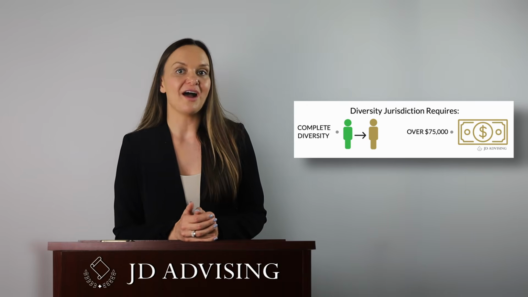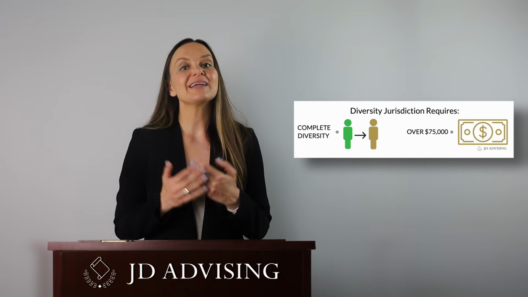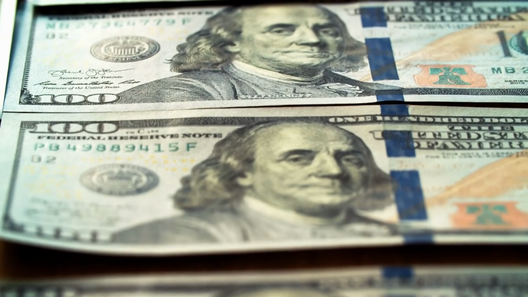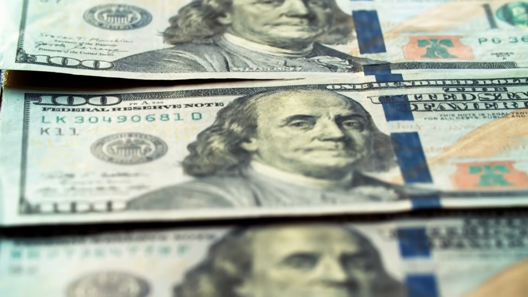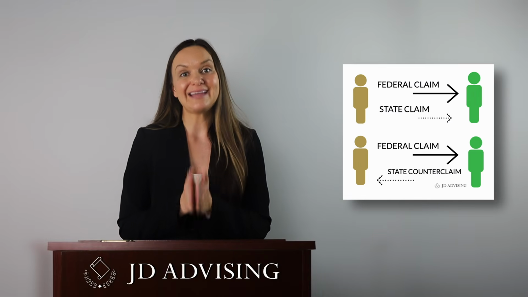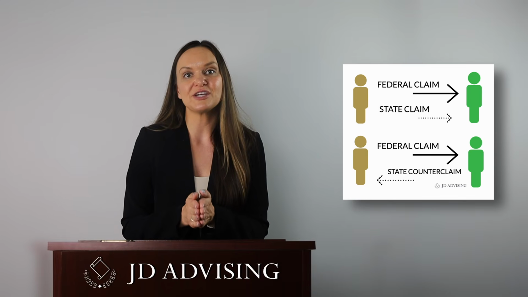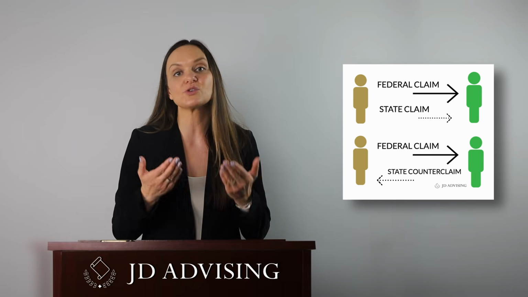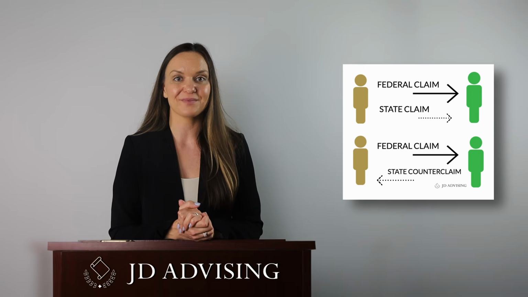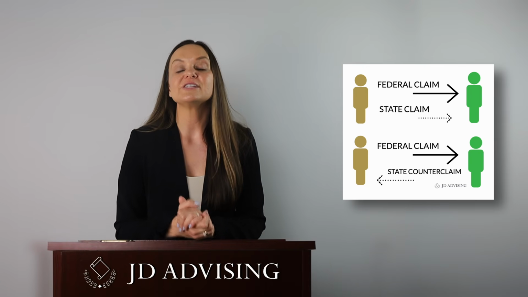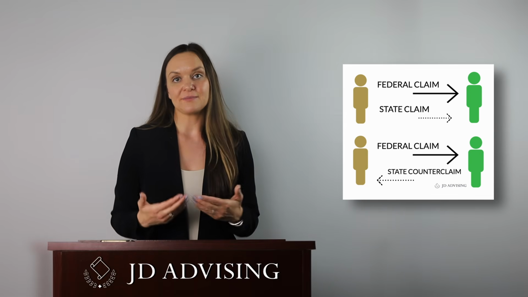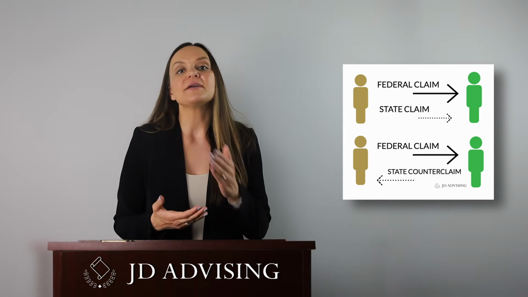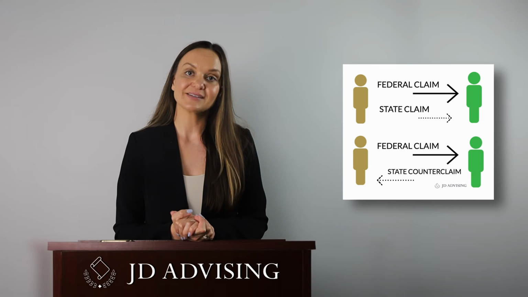For the second requirement of diversity jurisdiction, the amount in controversy. Remember, it has to exceed $75,000. So if someone's claim is exactly $75,000, that's not enough. Moving on to supplemental jurisdiction. Remember my tip. Don't talk about supplemental jurisdiction until you've already discussed diversity and federal question jurisdictions first. Supplemental jurisdiction is when there is a jurisdictional basis for one claim but not another. The federal court has subject matter jurisdiction over both claims if they arise from a common nucleus of operative fact.